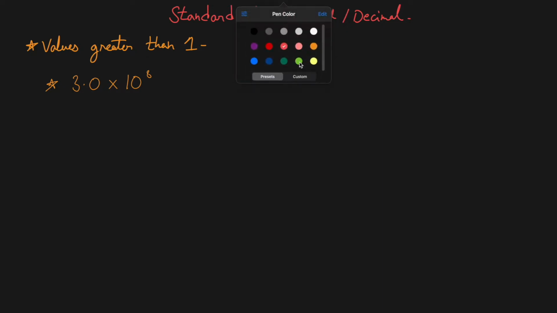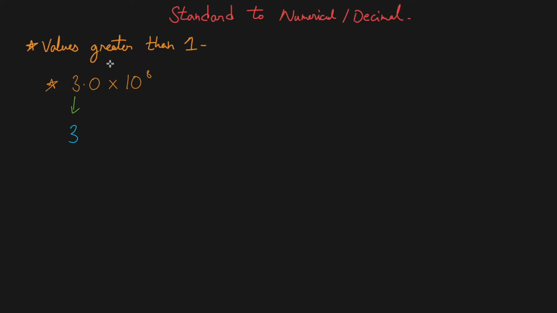Let me choose another color here. I think green will be perfect. We will write 3 as it is. The first digit will be as it is. Now here we have 0. If there is only 0 present here, we're just going to neglect it. But if there is a non-zero digit here, then we will also write it, and after that we will write the zeros.